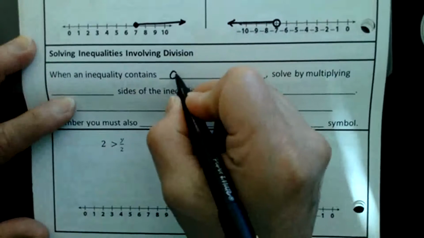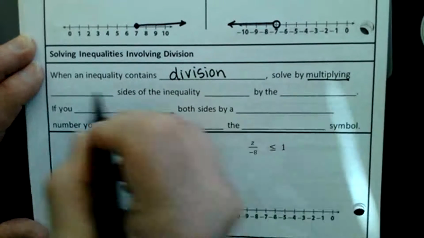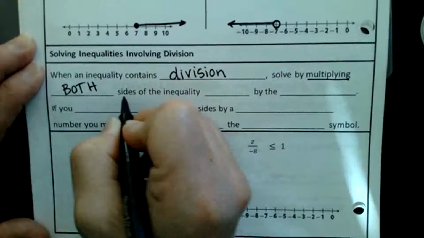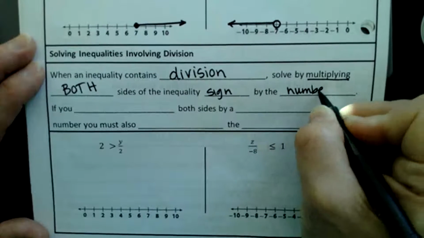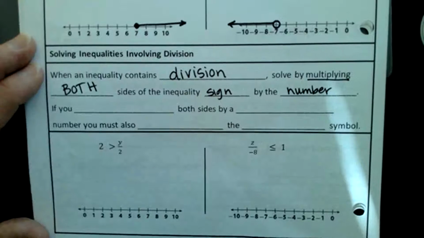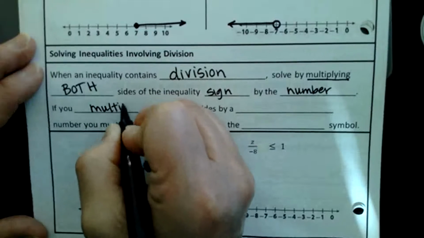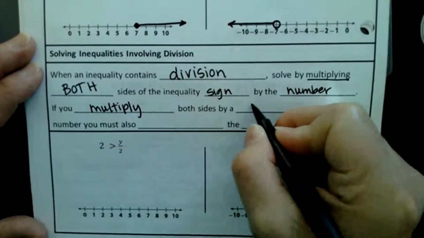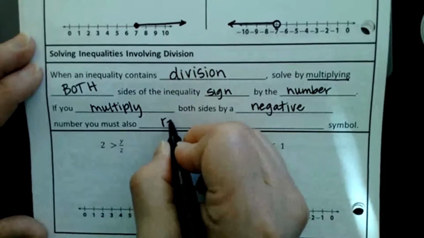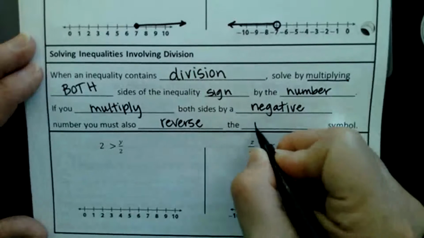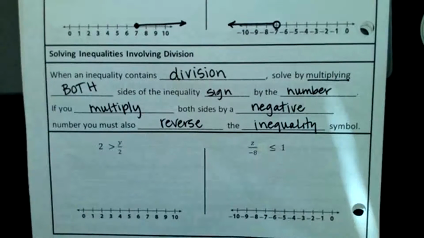When an inequality contains division, solve by multiplying both sides of the inequality sign by the number. But the same rule, if you have to multiply both sides by a negative number, you must also reverse the inequality symbol. So let's work on some of those.